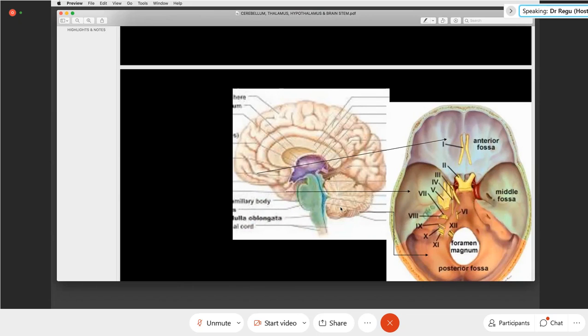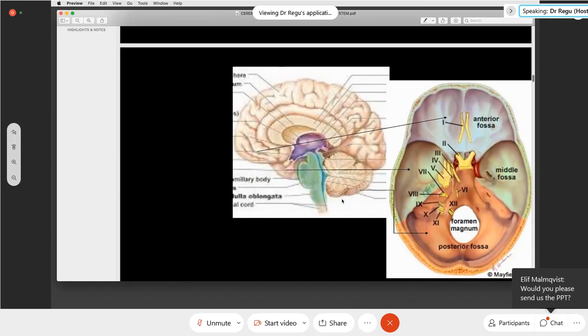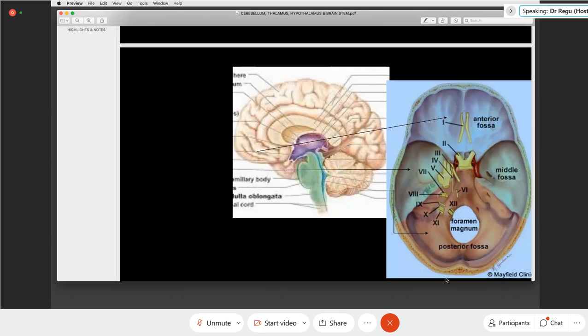Now the skull is divided into three fossa or spaces. So the frontal lobe sits on what is known as the anterior cranial fossa. That's where you can see, number one, the olfactory nerves run. The temporal lobe sits on an area known as the middle cranial fossa. And the cerebellum is located at the back here in an area known as the posterior fossa, at the bottom.